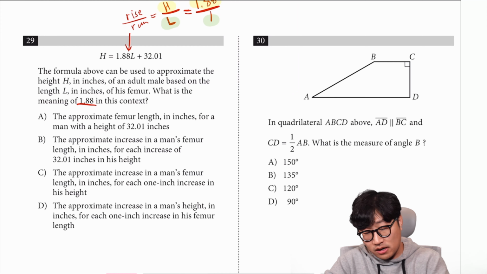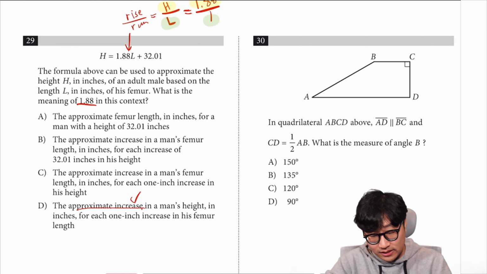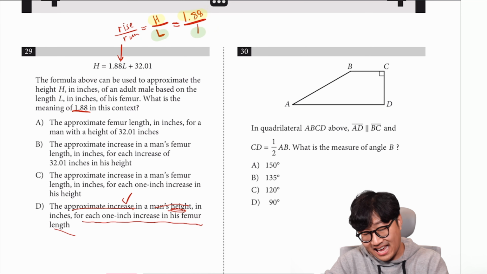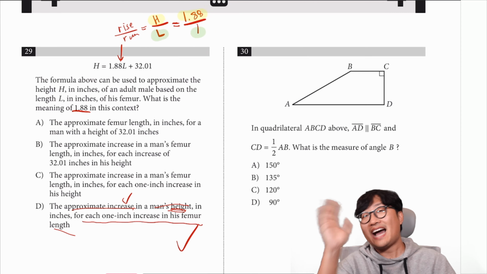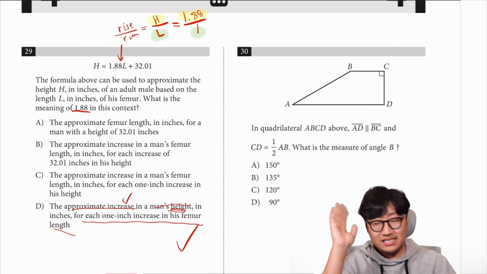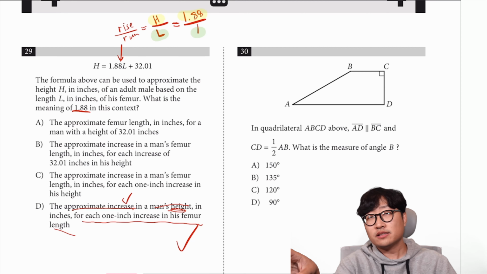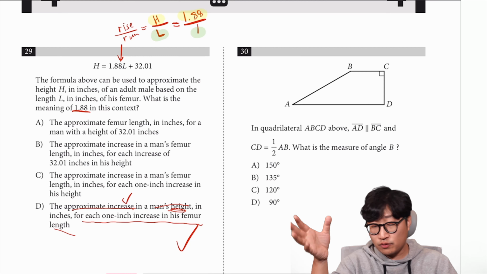So here we go. D. The approximate increase. I like the word increase. In a man's height. Okay, I like that. In inches for each inch increase in femur length. I love it. It's the increase in height. The slope is supposed to tell you the increase in height, not the length, because it should be rise over run, aka y over x, which in this particular case is h over l. So I kind of like that. Let me just read all the other ones to prove to you they're all wrong.